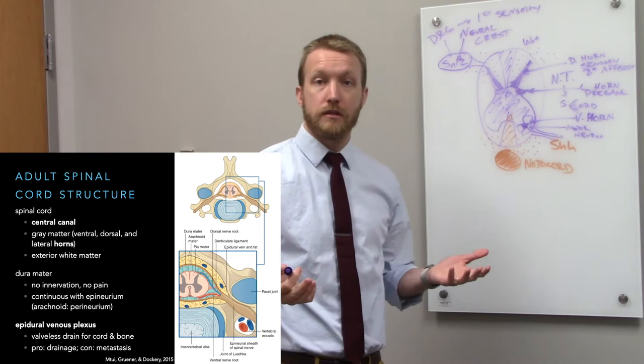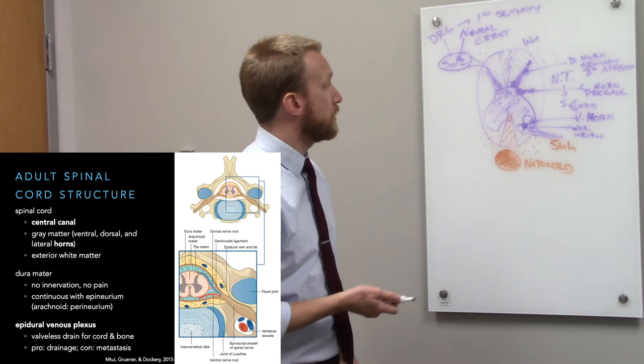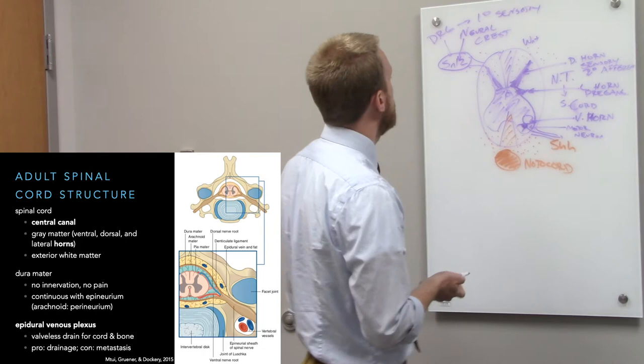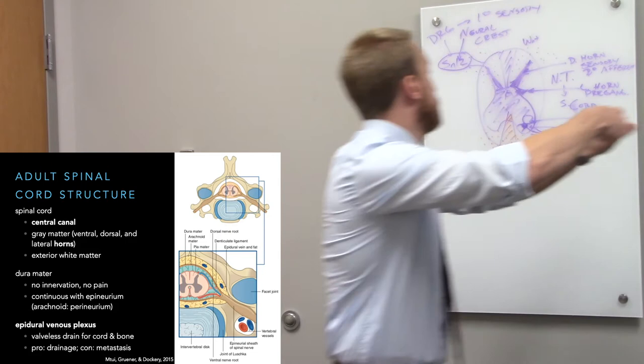Of course, there's the meninges still, so we're surrounded by our pia, arachnoid, and our dura mater. No innervation. So we can get a lumbar puncture, we can get a spinal tap, and it won't hurt when you puncture the dura. And that dura will continue along, and it's going to line these roots. Here we go.